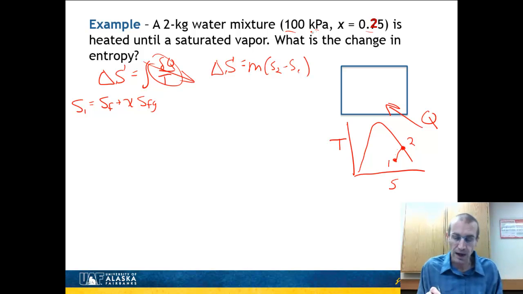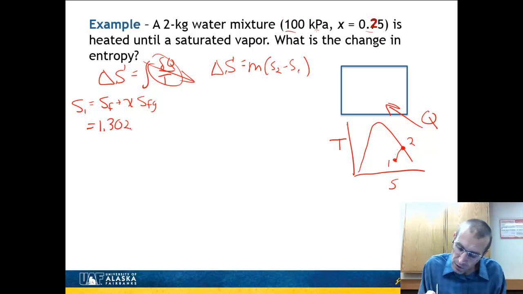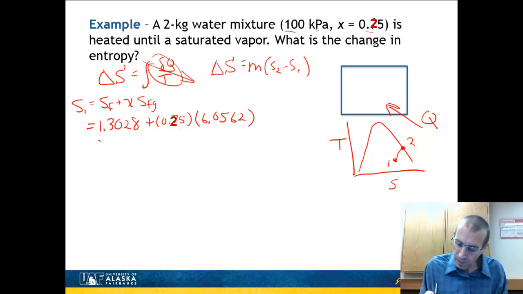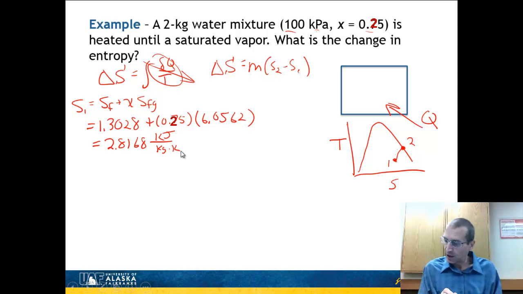I'm going to go to the pressure table, and on the far right-hand side are entropy values. So this is 1.3028, that's the SF value, plus 0.75 times SFG, which is 6.0562, and there's my S1 value at 2.8168 kilojoules per kilogram Kelvin.